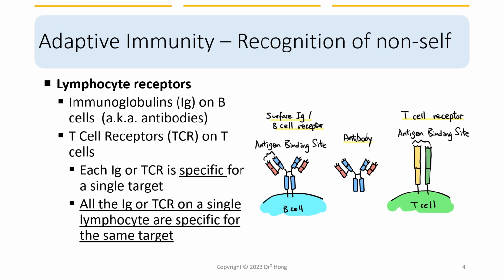Notice that for a given lymphocyte, when you're looking at one T cell or one B cell, each carries multiple of these receptors on its surface. But all of the receptors on a single lymphocyte are specific for the same target. For a different target, you would have a different lineage of B lymphocytes or T lymphocytes.